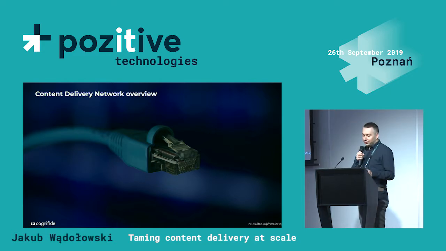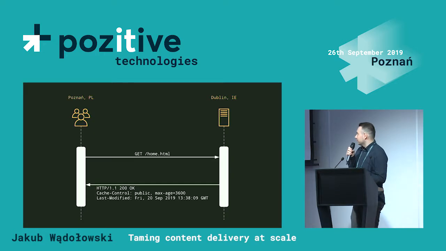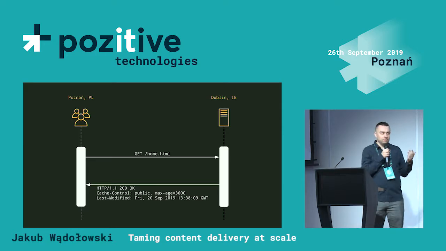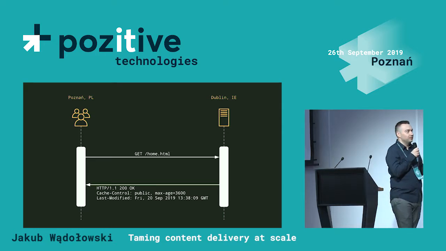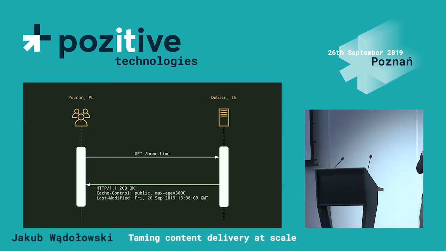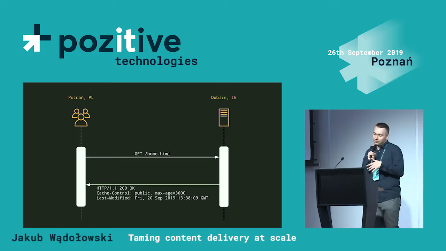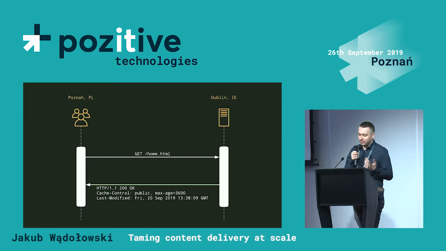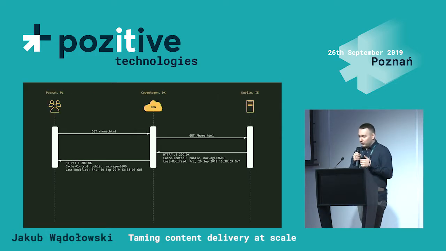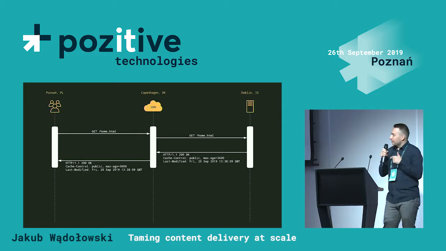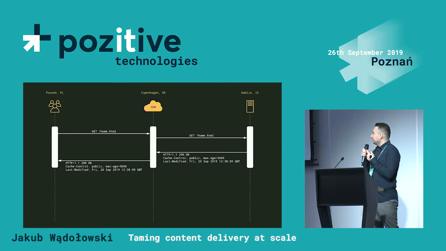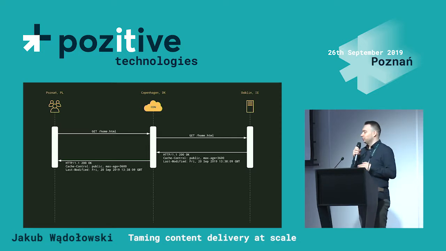So a content delivery network is a fairly simple concept, and I'm going to show you that in the next few slides. So first thing is how the world looks when a CDN is not involved. If your web application sits in Dublin and you have a user in Poznan, there's a request from Poznan to Dublin and you get some response back and that's it, nothing fancy. With a CDN, there's something in between that sits as a sort of an interface or entry point to your application.